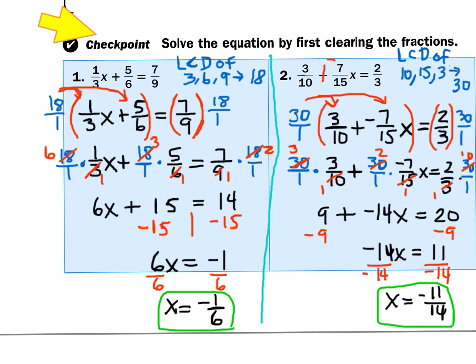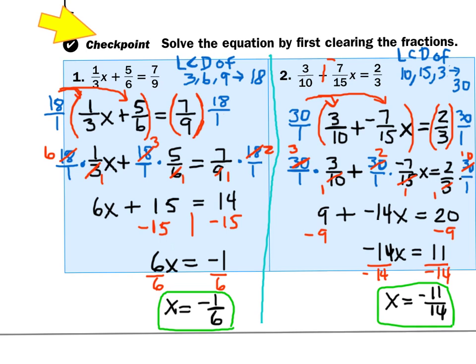So now I'm going to use the 18 over 1, and I'm going to multiply it by every single term. Okay, so I wrote it here. So 18 over 1 times 1/3 x, then bring down the plus. 18 over 1 times 5/6, then bring down the equals. 18 over 1 times 7/9. Okay, now watch what happens.